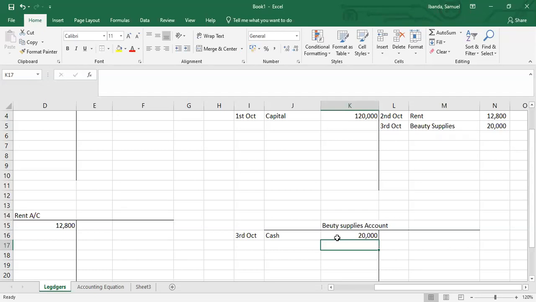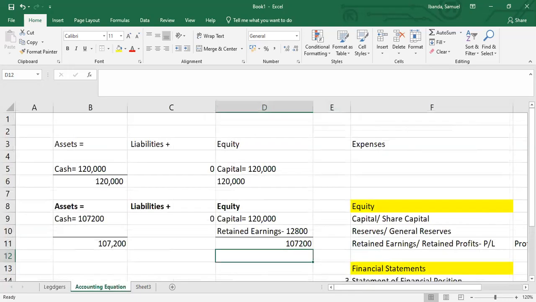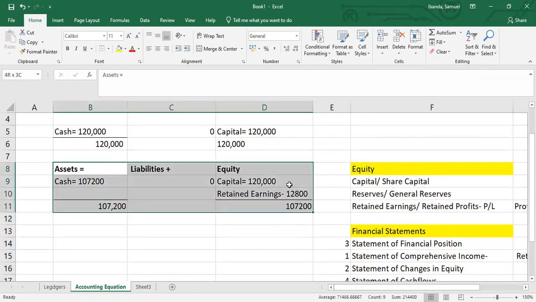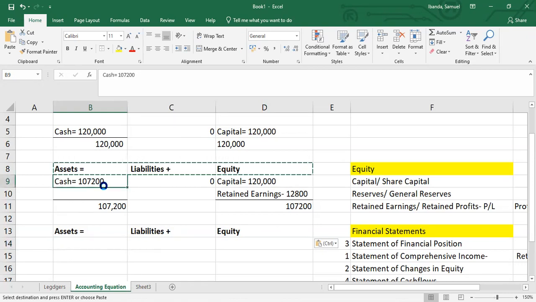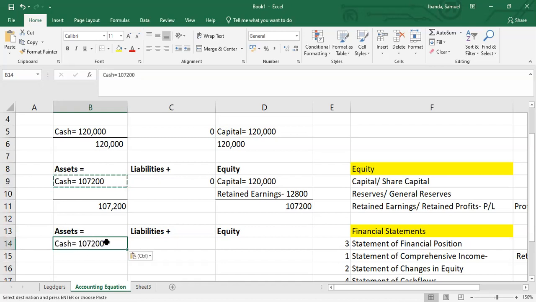Every transaction has a debit and credit effect. So when I come to my accounting equation, this is what is going to happen. I'll pick my heading and put it there. I'll ask myself, does this transaction affect cash? Yes, because I'm paying by cash. So my cash here, that is 107,200, will now become 105,200. I'll remove 20,000 from it.